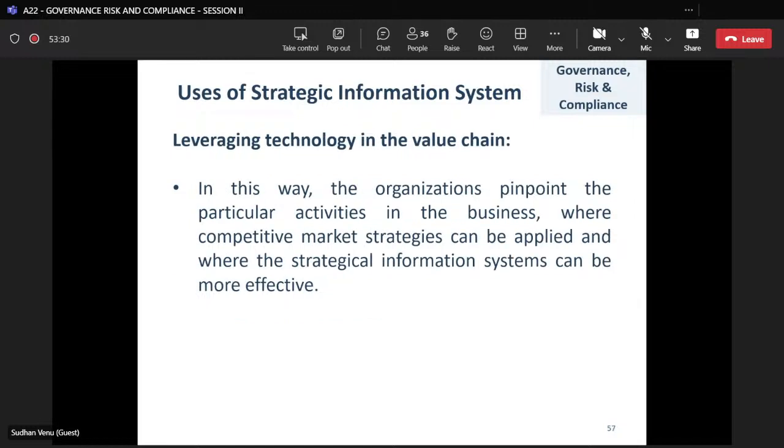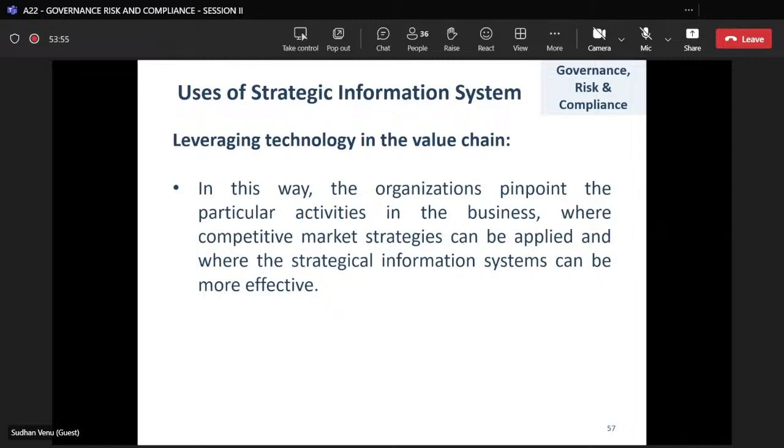Well, the next one is leveraging technology in the value chain. Here an organization pinpoints the particular activities in the business where competitive market strategies can be applied, and where the strategic information system can be more effective. So they are leveraging the technologies in the value chain. What do we have, and what is the strategy in the current system? How could the system be more effective?